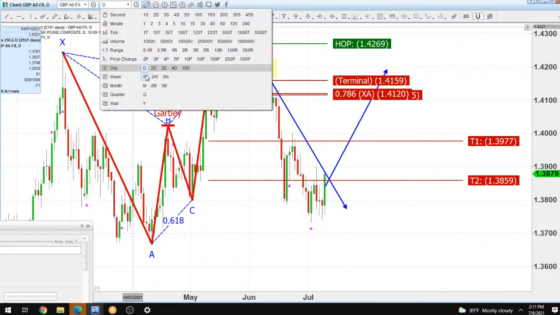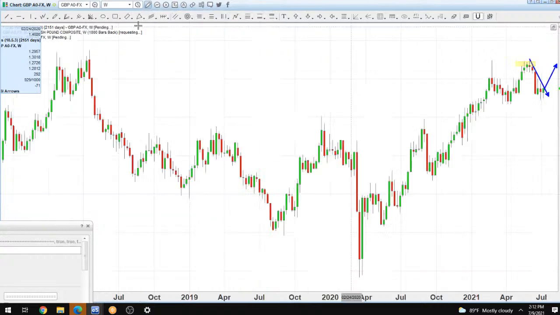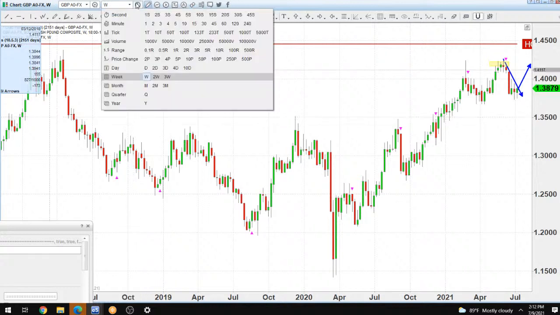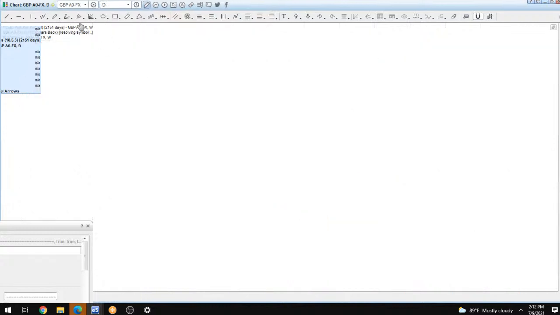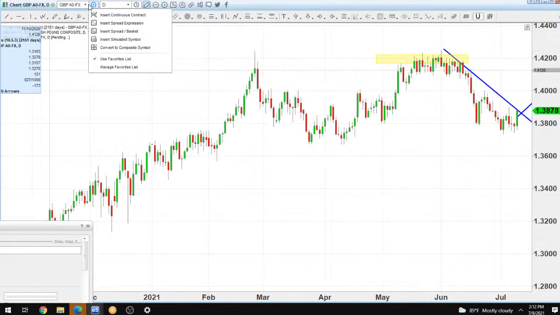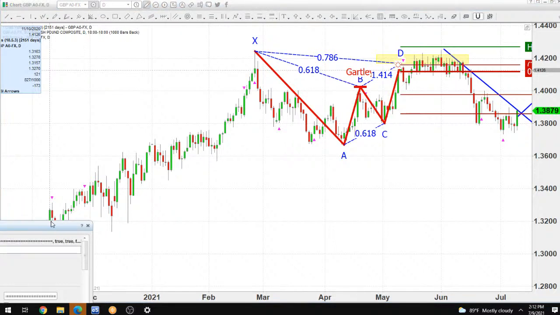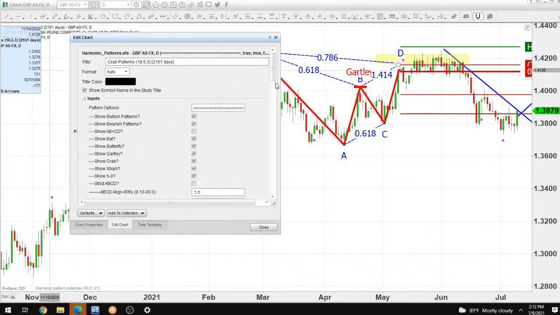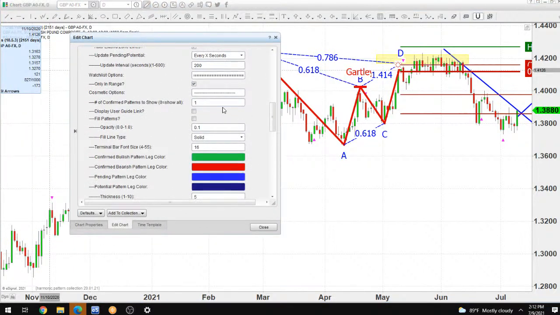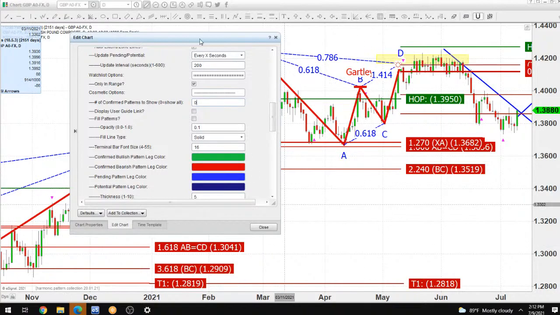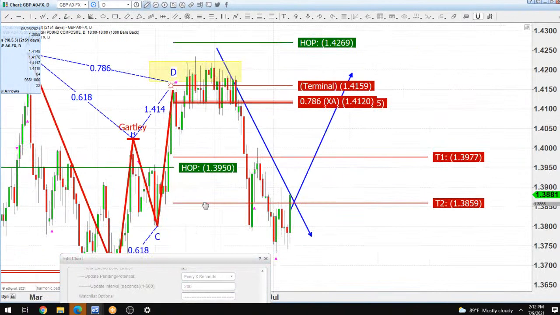I don't know what the back-to-back on the daily you said. Yeah, you use that Gartley. I mean, that Gartley's got it all. I also know why that's not showing up. Here's why it's not showing up. Let's get all the patterns. There you go.